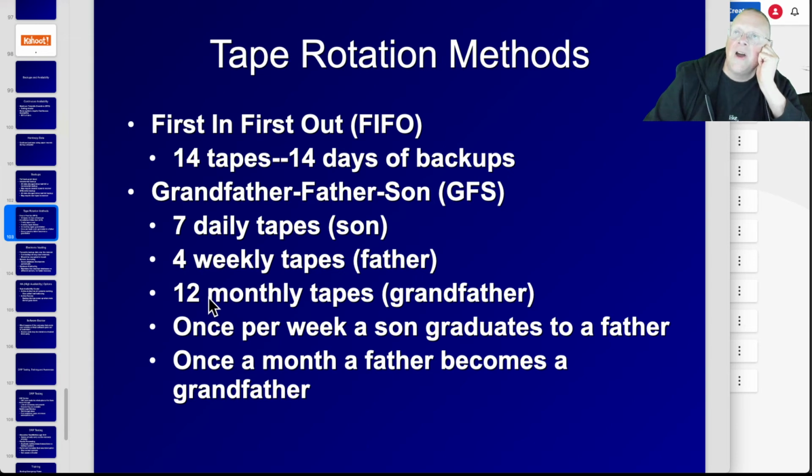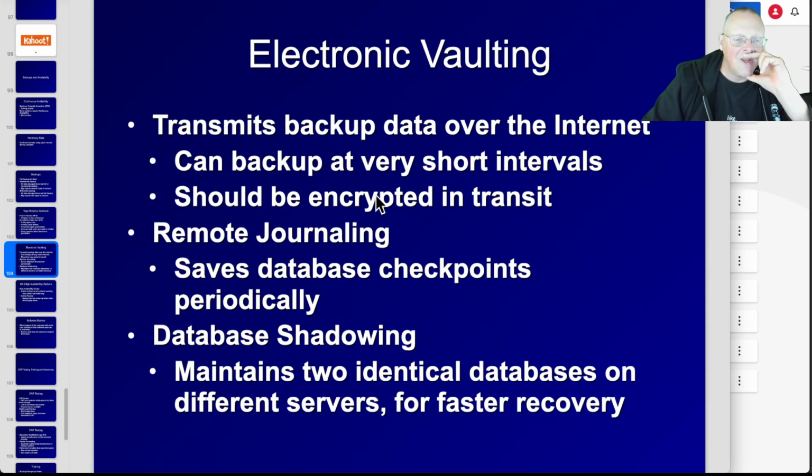If you say delete a file and you don't notice for a whole month that you've deleted it, then you'll be glad you have these monthly tapes going back for a whole year. Electronic vaulting is another way to do it, where you send your data over the internet to back things up. It should, of course, be encrypted.